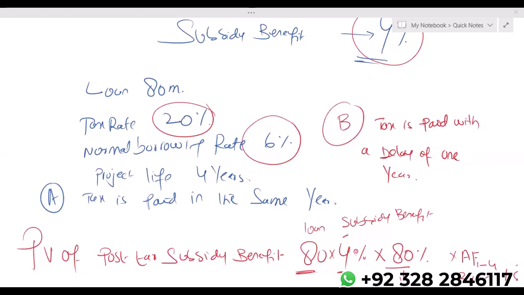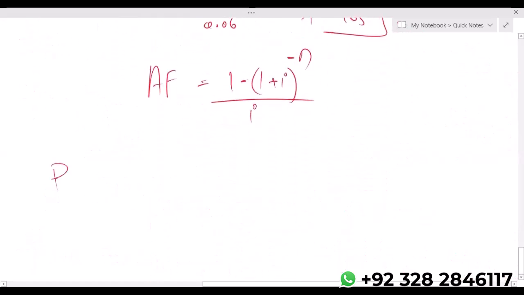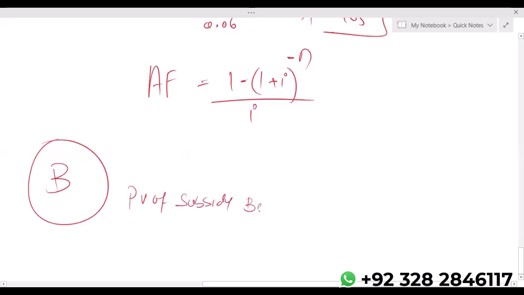Students, whenever there's tax paid in delay, it is advisable that you should calculate present value of post-tax subsidy benefit in 2 steps. First, you should be calculating present value of subsidy benefit, and second, separately you should be calculating the tax payment. Let me show you how. Present value of subsidy benefit.